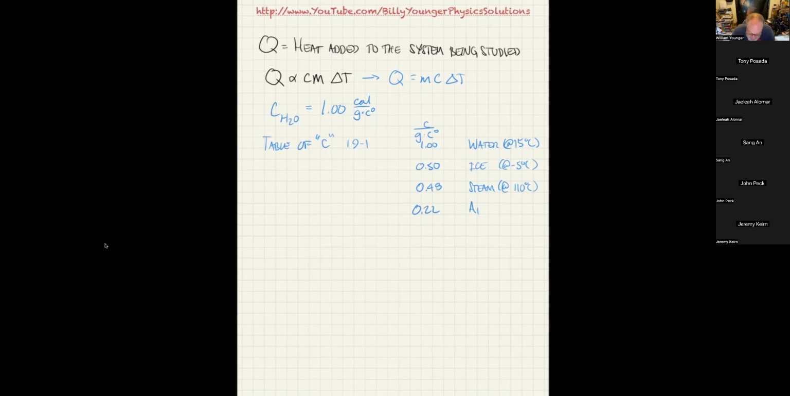For copper, this is really amazing. For copper, it's 0.093. So that's really small. If we want iron, that's 0.11. And if you want, for instance, let's say glass, I think they have something in here with glass. Yeah, they do. For glass, it's 0.20.